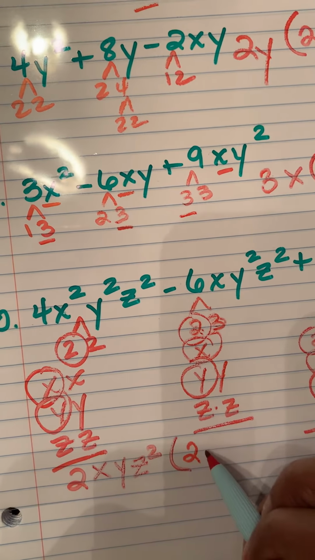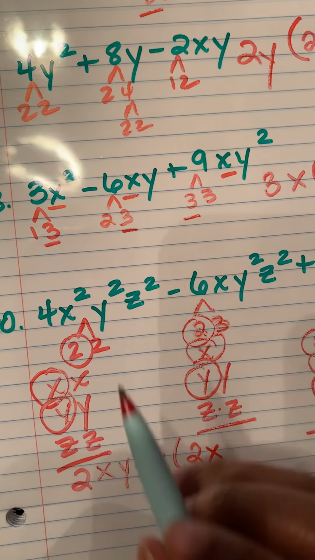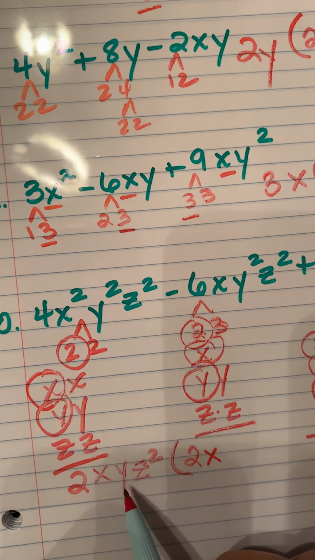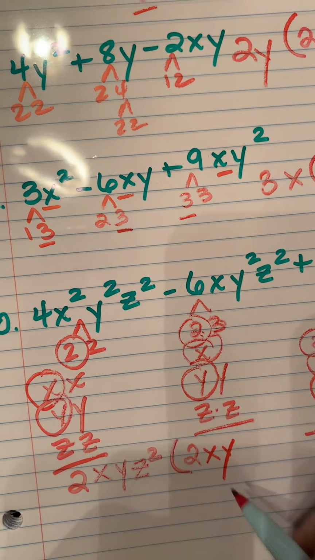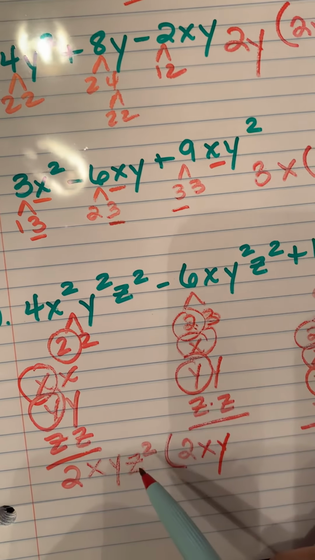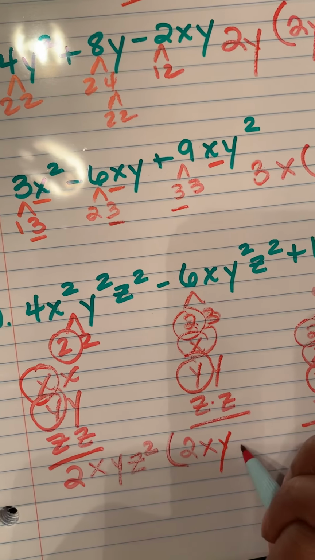How many do you have? You only have 1, so I need 1 more. I need 2 y's. How many do I have? I only have 1, so give me another one. I need 2 z's. I have 2 z's here, so you're perfect.